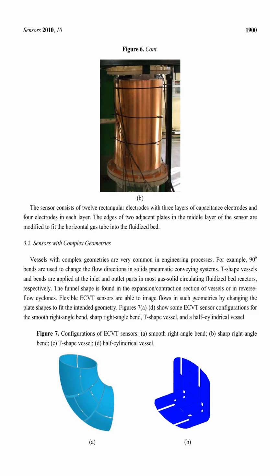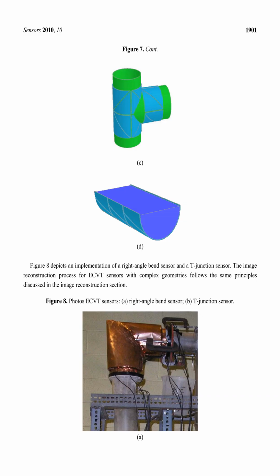Figure 7. Configurations of ECVT sensors. A. Smooth right-angle bend. B. Sharp right-angle bend. C. T-shaped vessel. D. Half-cylindrical vessel. Sensors 2010, 10.